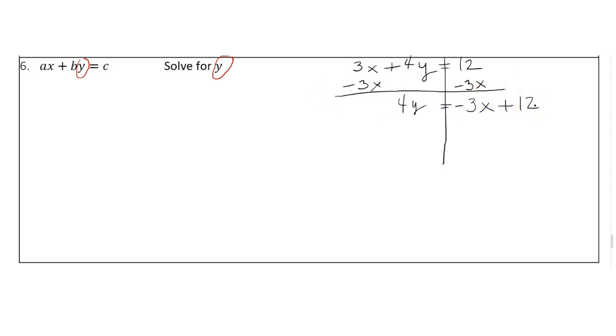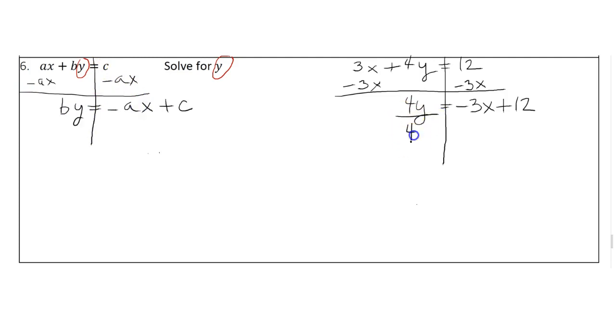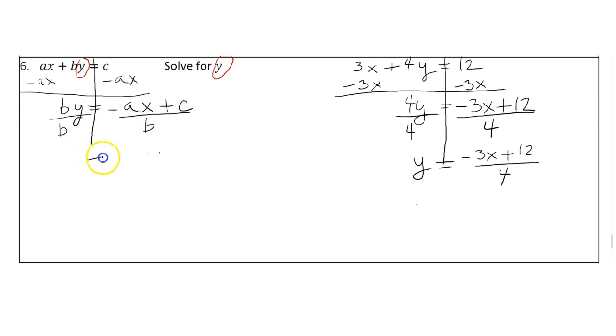To match this on the equation on the left, subtract ax from both sides of the equation for by equals negative ax plus c. On the right side, the final step is to divide both sides by 4. Our solution is y equals negative 3x plus 12 divided by 4. On the left side, to match this, we divide both sides by b, for y equals negative ax plus c divided by b. These are both correct solutions as they stand.